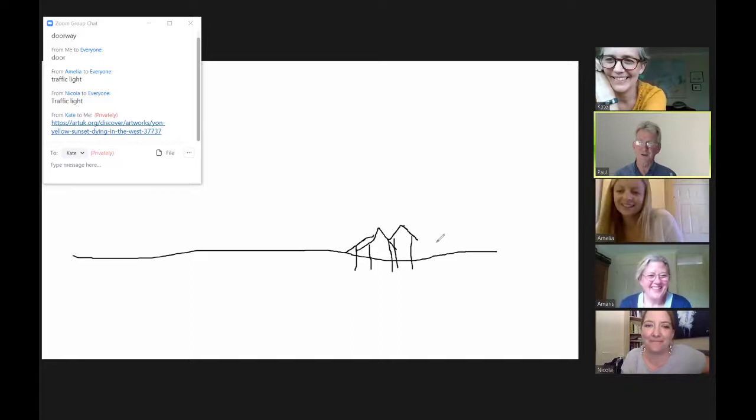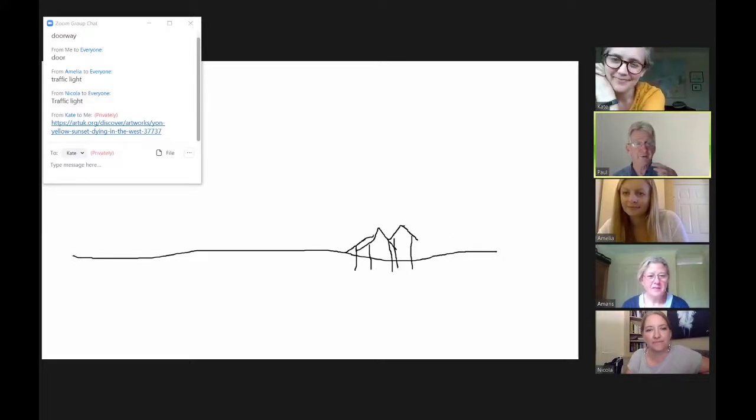Okay, and I'm going to stop us there so you can see what we've engaged in, between the whole group: a set of questions, a set of challenges, a set of explanations, which allow us to work together towards an end product. And if you want to see the final picture, you have to find a landscape called "Yon Yellow Sunset Dying in the West."